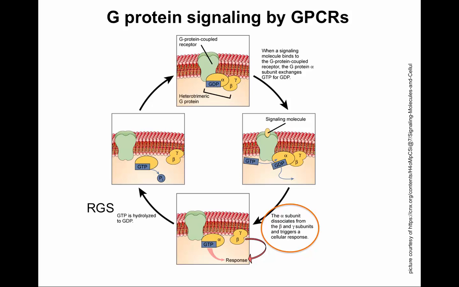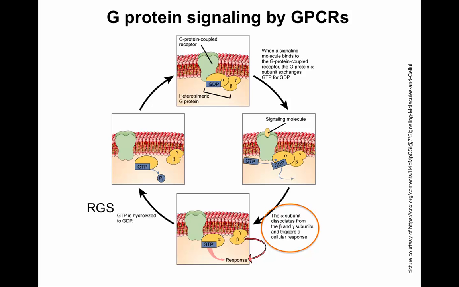Next, the alpha subunit of the GPCR exchanges GDP for GTP, which prompts the dissociation of the alpha subunit from the beta-gamma subunit. These subunits can go on to trigger a variety of signaling responses. We'll talk about the different kinds of responses and how the responses are generated in the next slides.